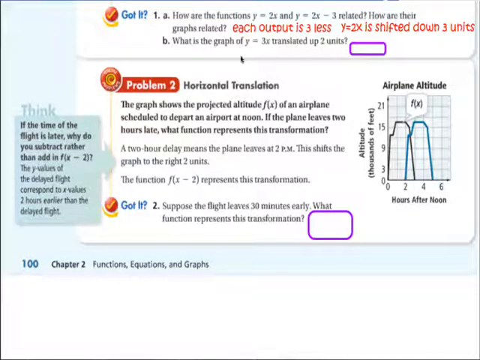What is the graph of y equals 3x, translated up 2 units? Well, if we want to translate it up, we just add 2. So it would be y equals 3x plus 2.